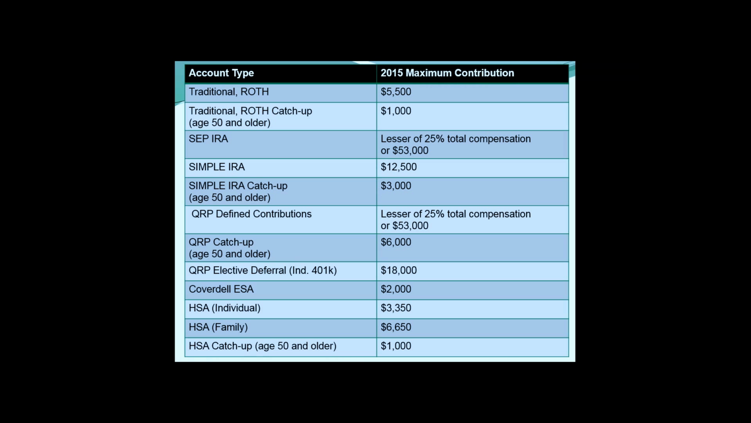This slide is just the 2015 maximum contribution limits for traditional and Roth. So a typical person can contribute $5,500 of their personal funds annually into a traditional or a Roth. If you're 50 or older, you can contribute an extra $1,000 a year, and then the rest of the contribution limits are there.